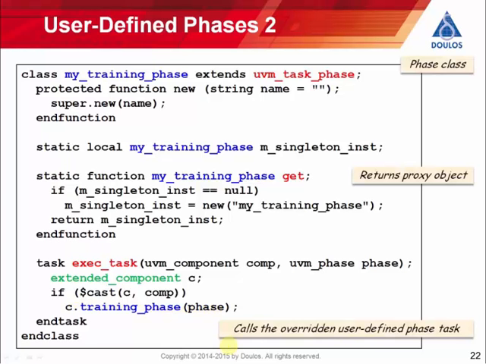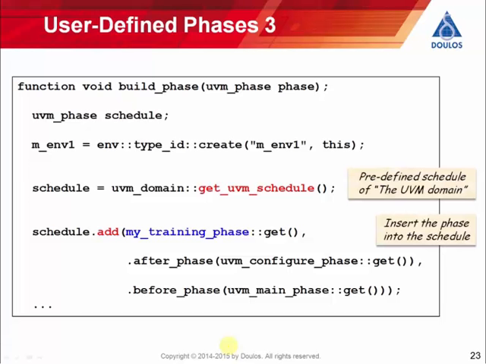The next thing we're going to have to do is to make sure that the training phase is indeed called at some stage. At the moment we've defined a new phase, but we haven't actually specified when that phase is called. So to do that, we're going to have to hook this new user-defined phase into a phase schedule.